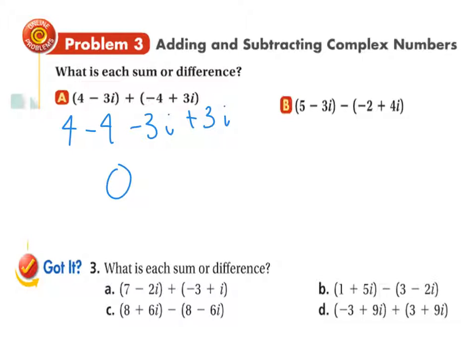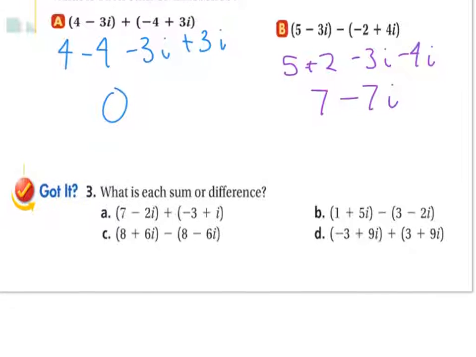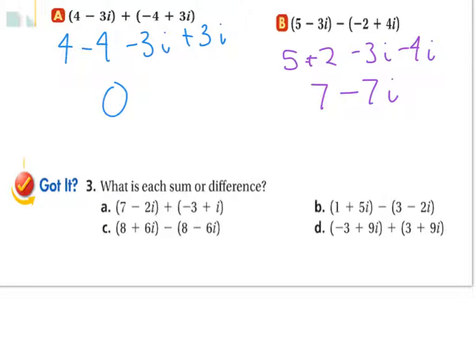Now in example B, we're not going to have the same sort of thing. We'll actually have a 5 plus a 2, and then minus 3i, and then minus 4i. So we get 7 minus 7i, and there we go. That's all we have for that one. And again, we've got some problems you could work on here at the bottom. So again, if you want to pause the video and work through them, then I'll go ahead and get started on them, and you can see what I've come up with.